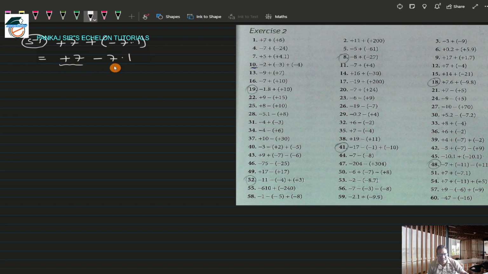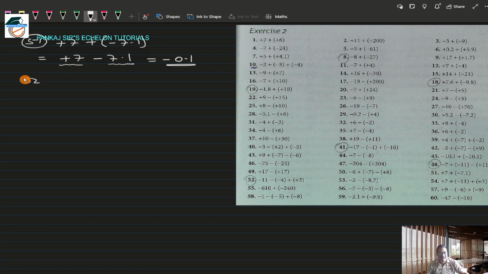Now we have two directed numbers with opposite signs, so you have to choose the sign of the bigger number. Out of 7 and 7.1, the bigger number is 7.1, so I'll put the sign of 7.1, which is this minus. Then from the bigger number, I'll subtract the smaller number, that is from 7.1, I'll subtract 7. So 7.1 minus 7 gives the answer 0.1. So this is the answer for the 51st question.